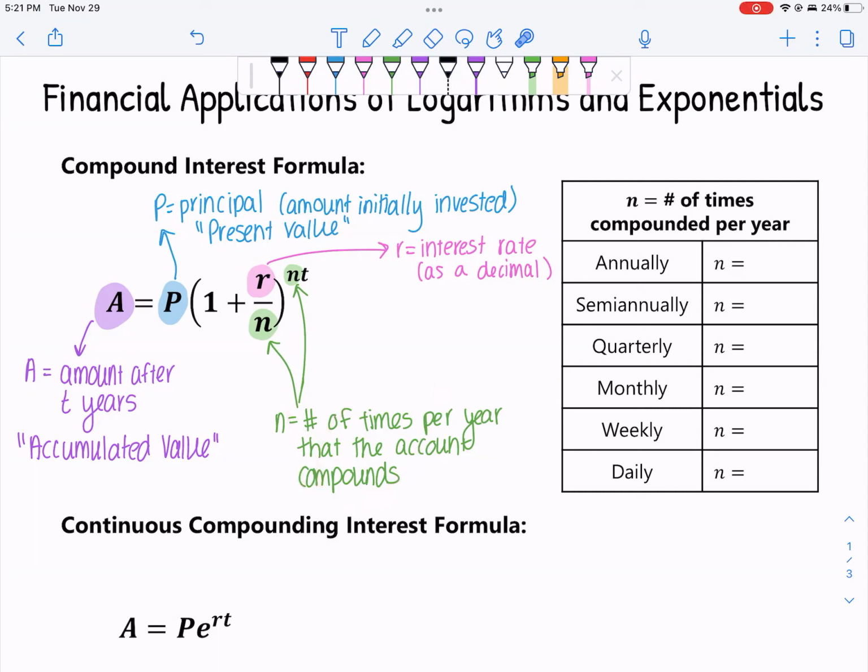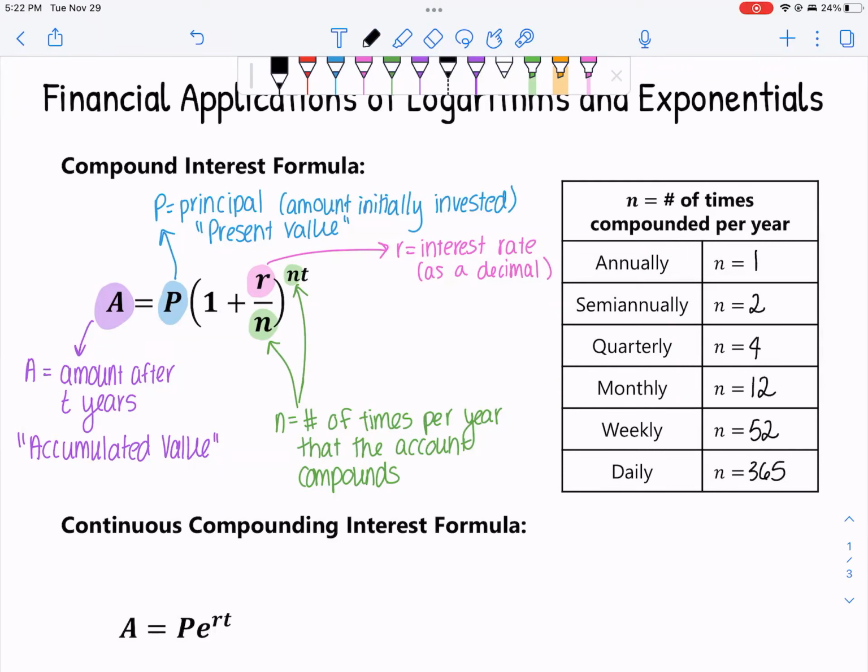N is the number of times per year that it compounds. So here are the really common ones. If you compound annually, that means you're only compounding once a year. If you compound semi-annually, that is twice a year. Quarterly is compounding 4 times a year, so N would be 4. Compounding monthly means you compound 12 times a year. Compounding weekly is 52 times a year, and daily is 365 times a year. And you know, it's sort of, except for leap years, but we're not going there, right?